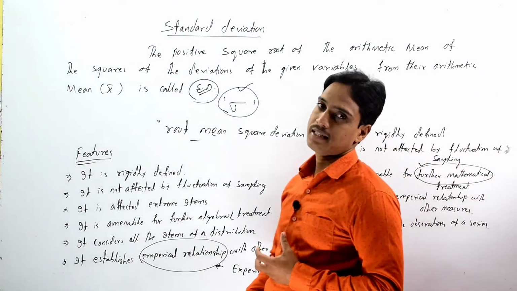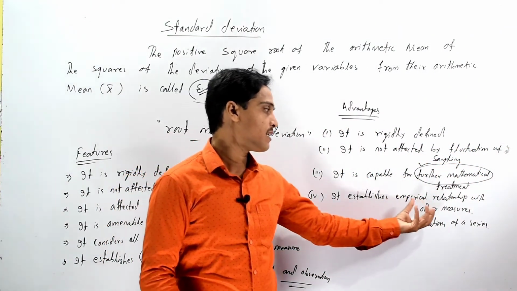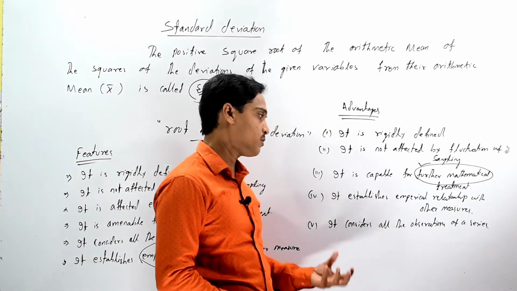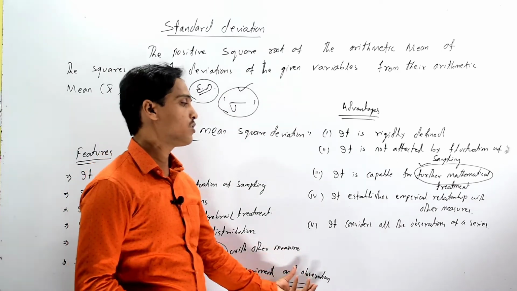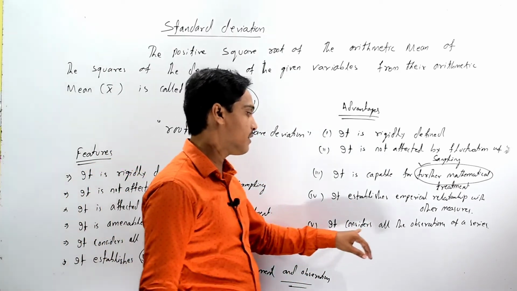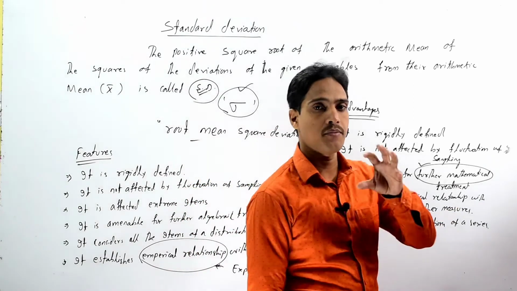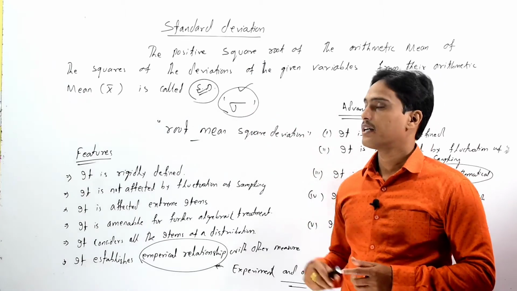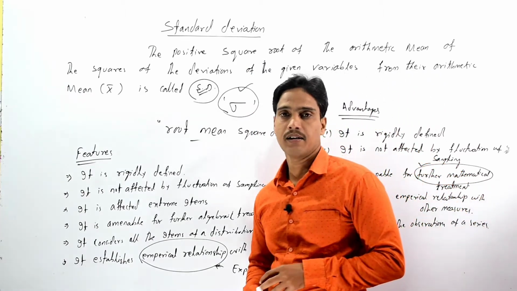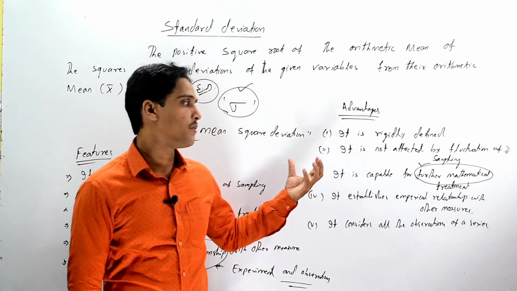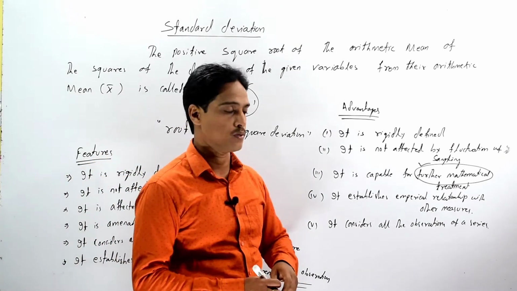It establishes empirical relationship with other measures, which is developed through experiment or observations, but not by any theory. It considers all the observations of the series. That means when we calculate standard deviation, we consider all the observations given in a series or distribution.